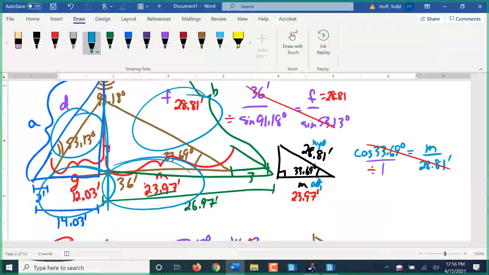And once you have that broken down so that you have those right triangles on each side, in other words, you found the location of the peak, then it's fairly easy. It's just right triangle trig from there.